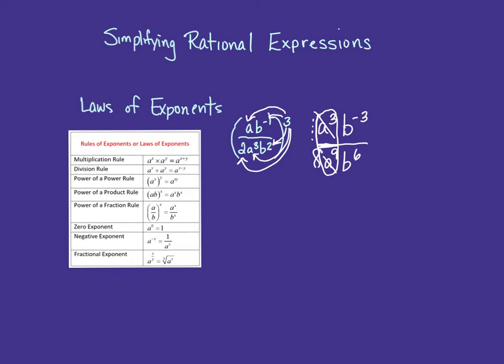So, writing it down here, we're going to have an understood 1 in the numerator. Our 8 is in the denominator, and we just worked with our a's. We don't have an a cubed anymore up top because 3 minus 9 is to the negative 6th power. We can just write it as to the 6th power in the denominator. And then b to the negative 3rd power minus b to the 6th power. That would be b to the negative 9th power.